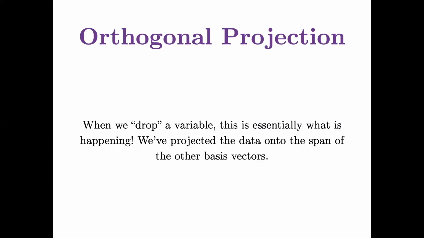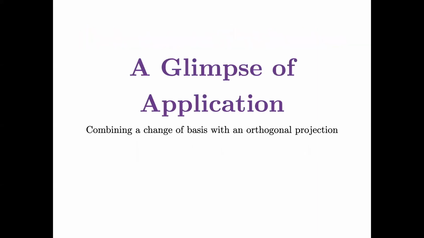Now, we don't usually think about it this way, but when we drop a variable, omitting it from our analysis, this is essentially what is happening. We've projected the data onto the span of the other basis vectors. I'm going to try to give you a little glimpse of application here, combining our knowledge of a change of basis with the idea of an orthogonal projection.